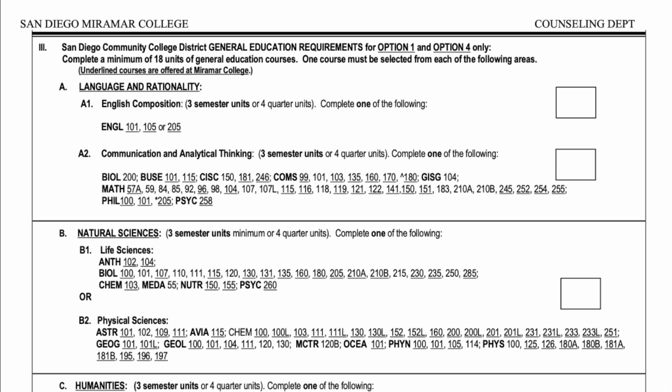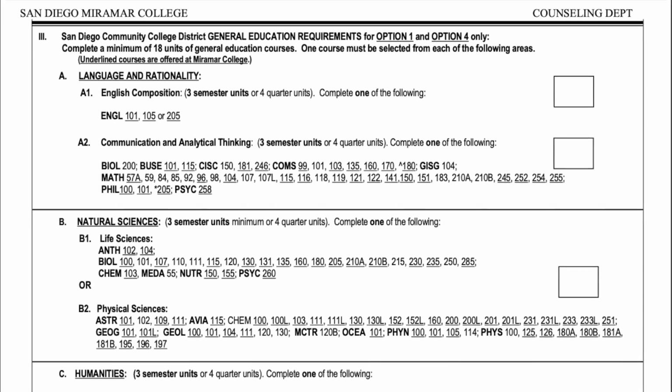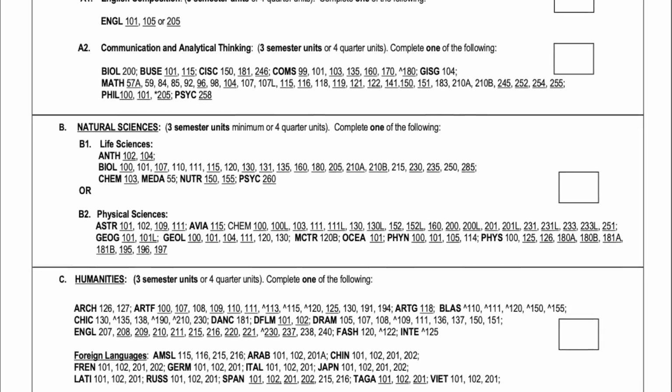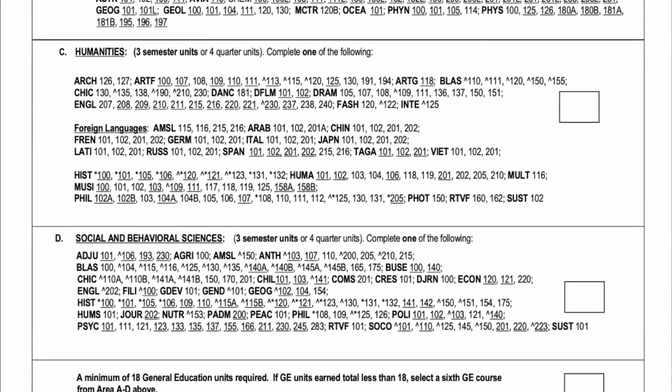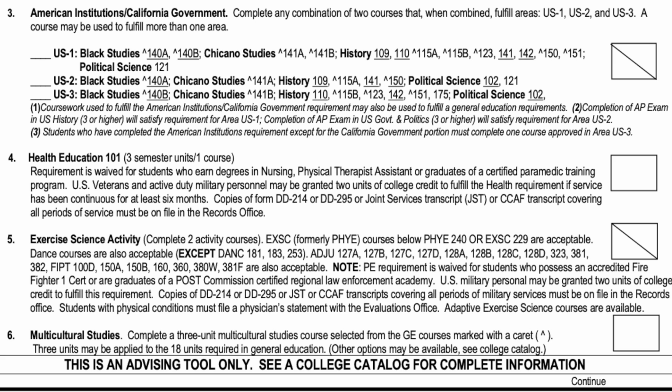Area A, Language and Rationality, consists of A1, English Composition, and A2, Communication and Analytical Thinking. There is also Area B, Natural Science, Area C, Humanities, and Area D, Social and Behavioral Sciences. Students must also satisfy the district requirements, including American Institutions, Health Education, Exercise Science, and Multicultural Studies.